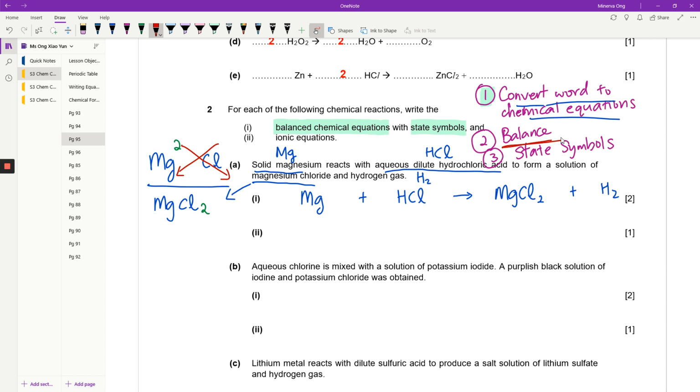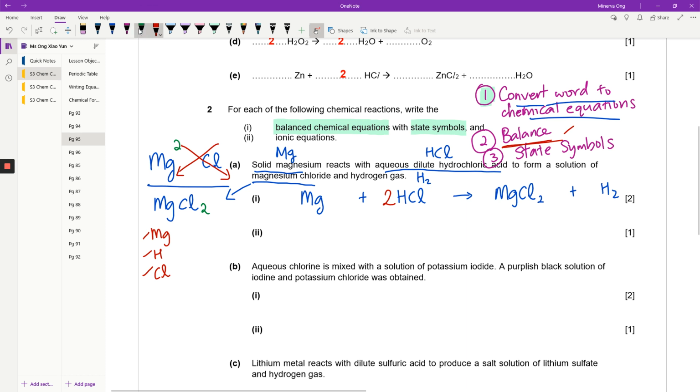Then the balancing. So magnesium, I have 1 on the left hand side. So checklist for balance. Magnesium is balanced now. Then hydrogen, H on the left hand side is 1. On the right hand side is 2. So I put a 2 first. So hydrogen is balanced. Then chlorine is the last element here. So I have 2 chlorine on the left hand side and 2 on the right hand side. So it's balanced. So after I've done the balance, which is step 2, I add in the state symbols.